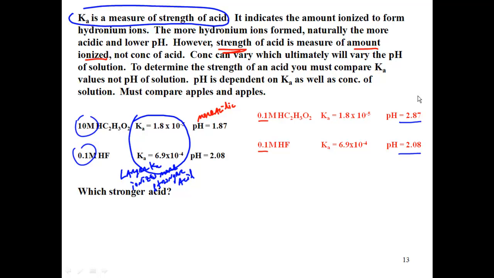So ultimately, to decide which one's the stronger acid, I need to look at Ka. Okay, the larger the Ka, the stronger the acid.